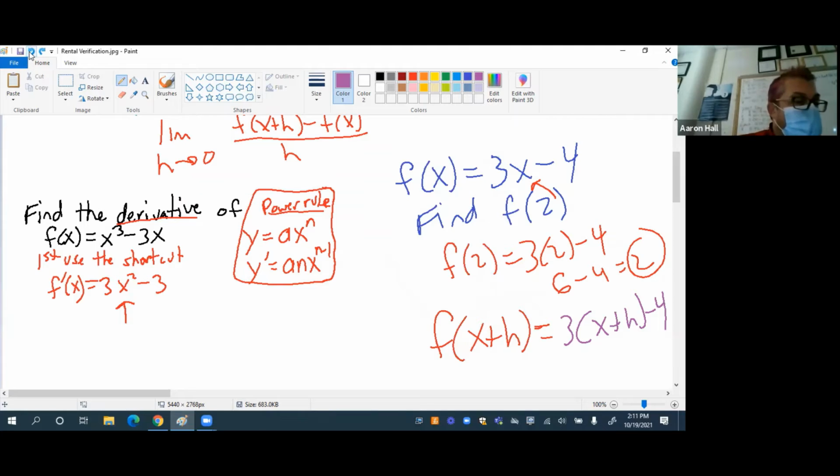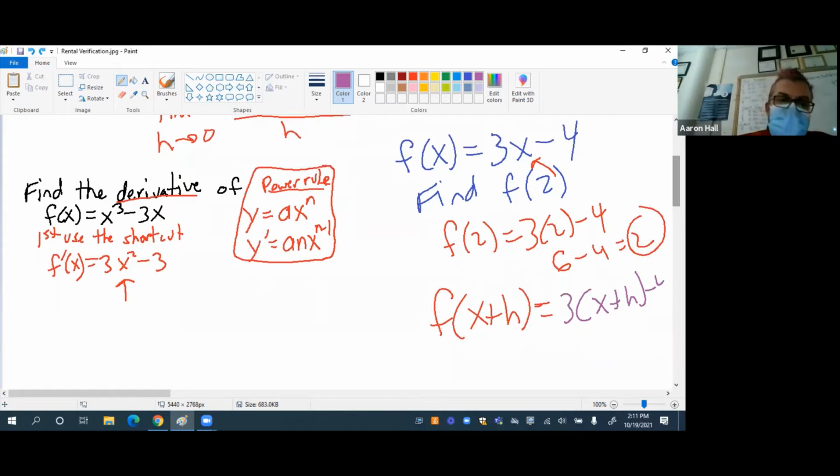I don't know who that was, was it Josh or Emerson back there? I think your intention was that this was supposed to be x plus h cubed, I'm guessing. I just heard something different. So x plus h cubed minus what?